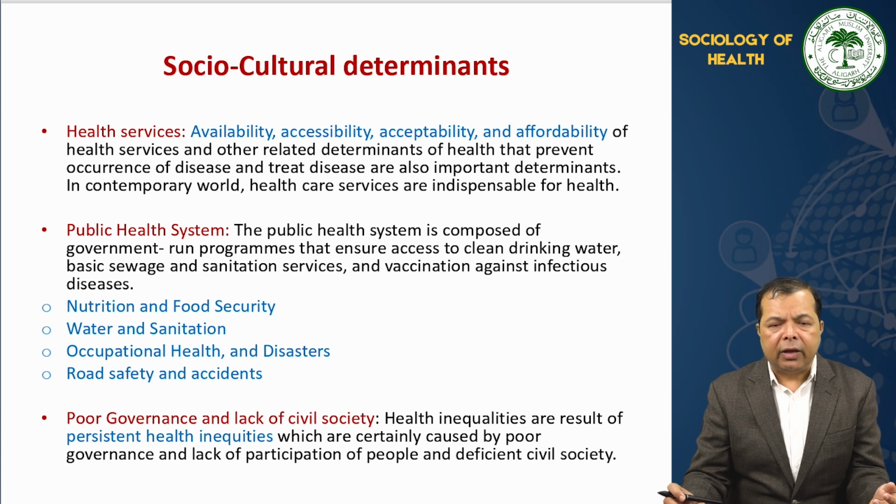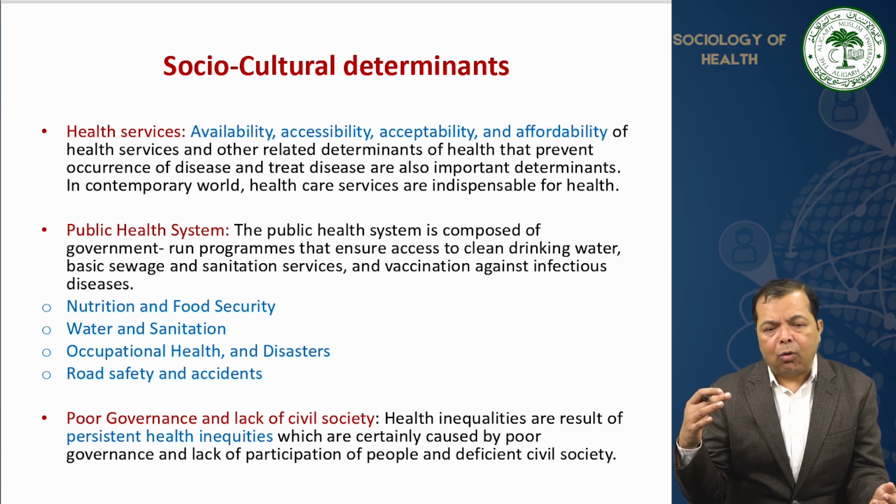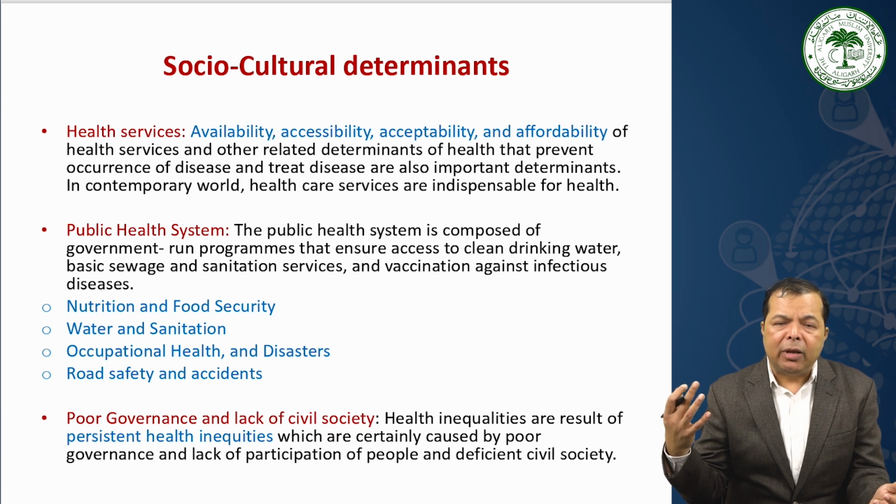Public health is again a very big topic, and there are so many dimensions included in this, but nutrition and food security is one dimension, water and sanitation is another important dimension, then occupational health and disaster management is another important part, and then road safety and accidents. So we have been talking about these points at some place or other, and I think that you have a fair understanding about these things. So what kind of public health system exists in that particular state will determine the health condition of that state. If the public health system is doing very well, then the health condition will be very good.